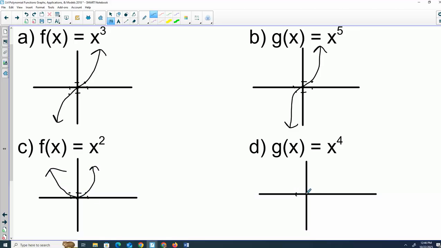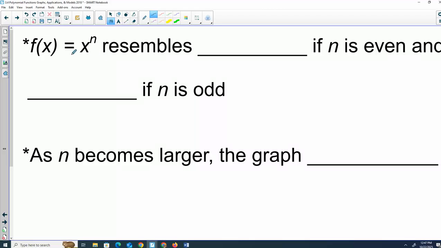So x squared and x to the 4th have the same general shape. X to the third and x to the fifth have the same general shape. If I said x to the seventh, what do you think it would look like? The chair. If I said x to the sixth, what do you think it would look like? Parabola.